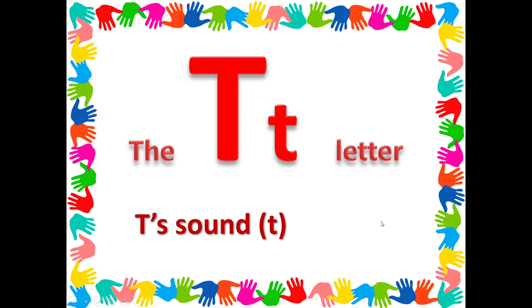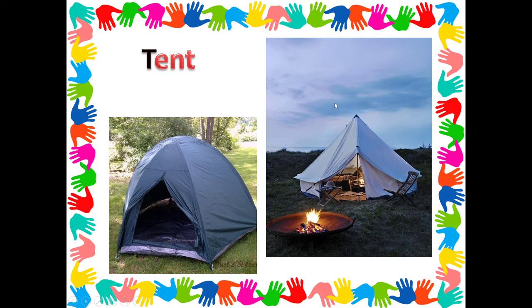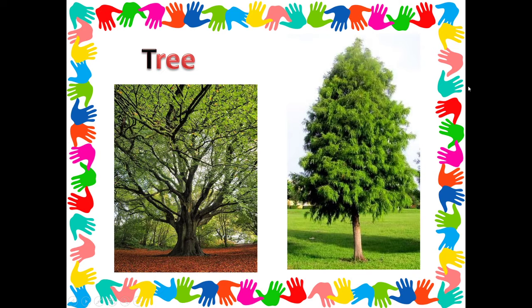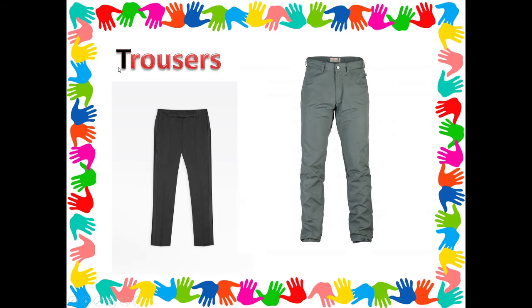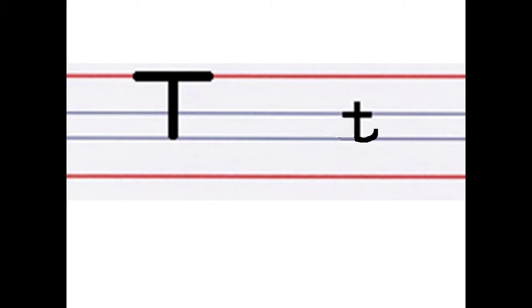T. Now, the first word that we have is tomato. Come on, repeat after me. T, tomato. T, tent. T, telephone. T, tree. T, table. T, trousers. T, train.